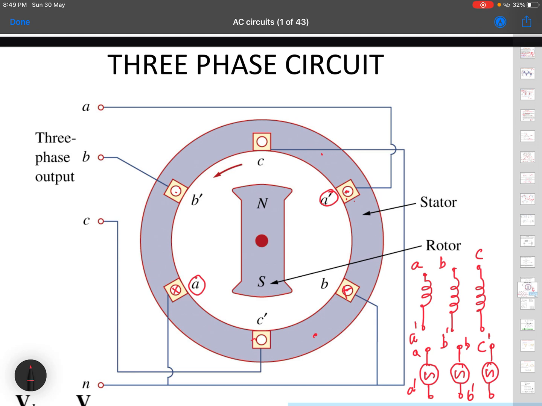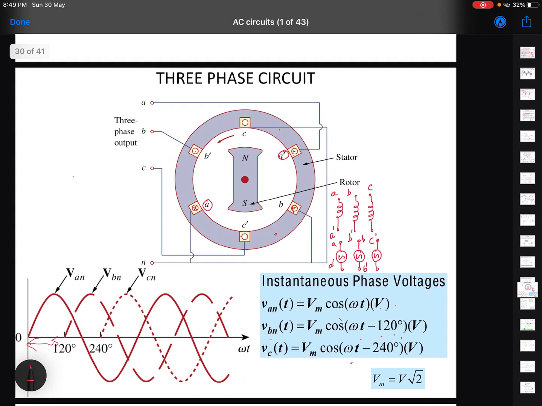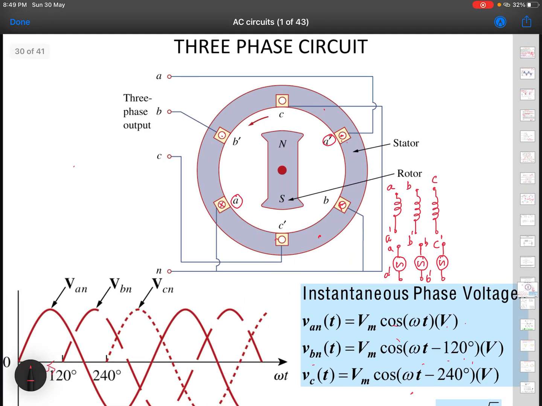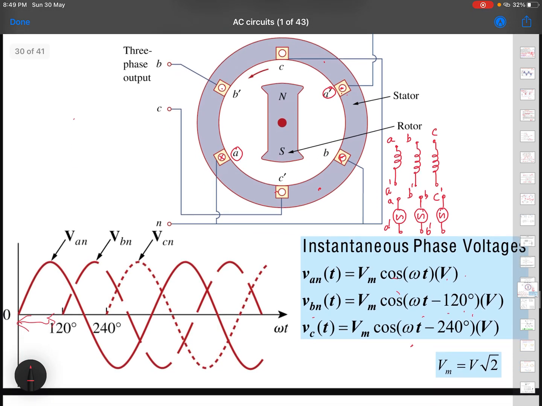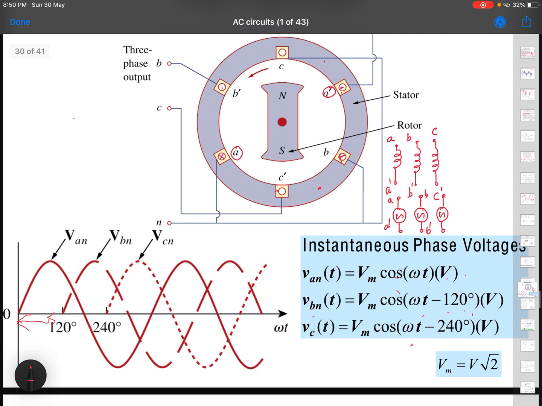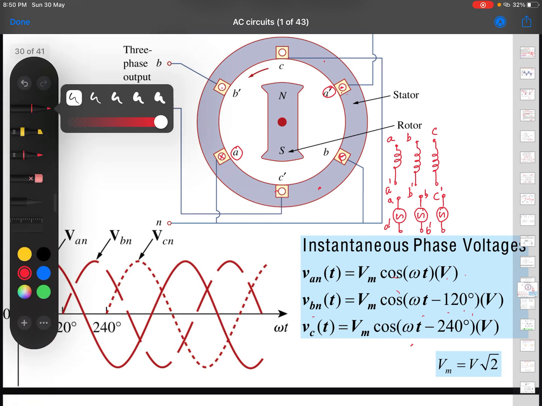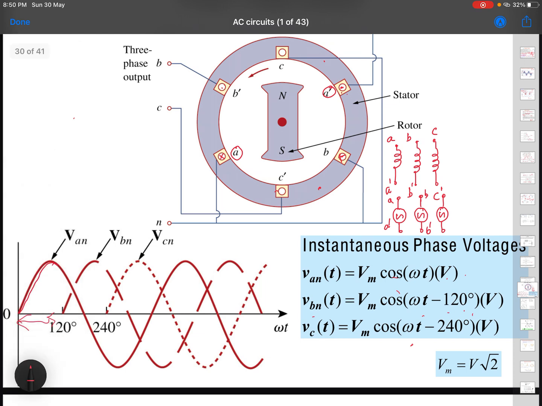Now let us try to see, if these changing magnetic fields are there, what kind of EMF is generated in them. If I take this particular A here and try to draw the EMF generated in A, it is a sinusoidal waveform. So this is the waveform it generates. Let us assume that this is the waveform for VA. We know that it is going to be sinusoidal.